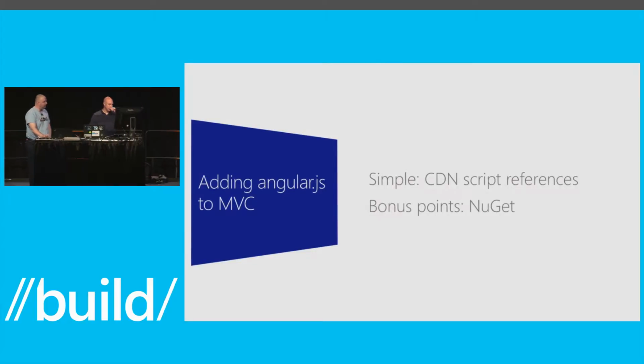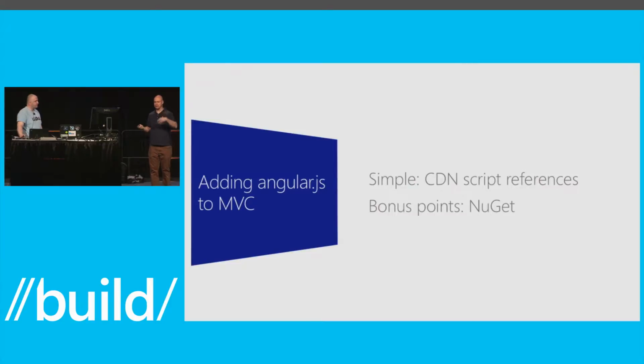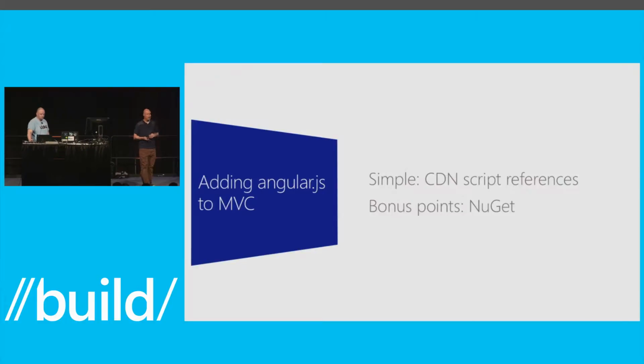All right, so we talked about scripts. There are three different ways I'm going to talk about getting the scripts available. One is you can download them and drop them in. Two is you can pull them off a CDN, so I'll show you a few options for that. And then another way you can do this is using NuGet.